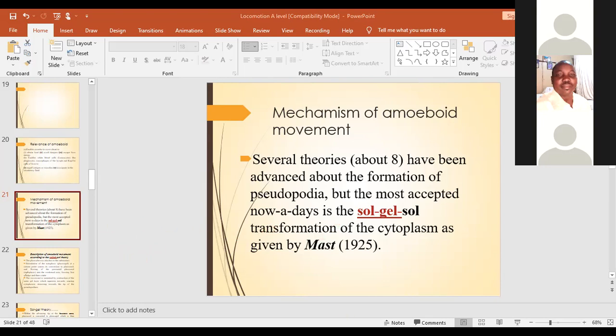So I'm sharing with you briefly so that you can experience firsthand how amoeba moves.